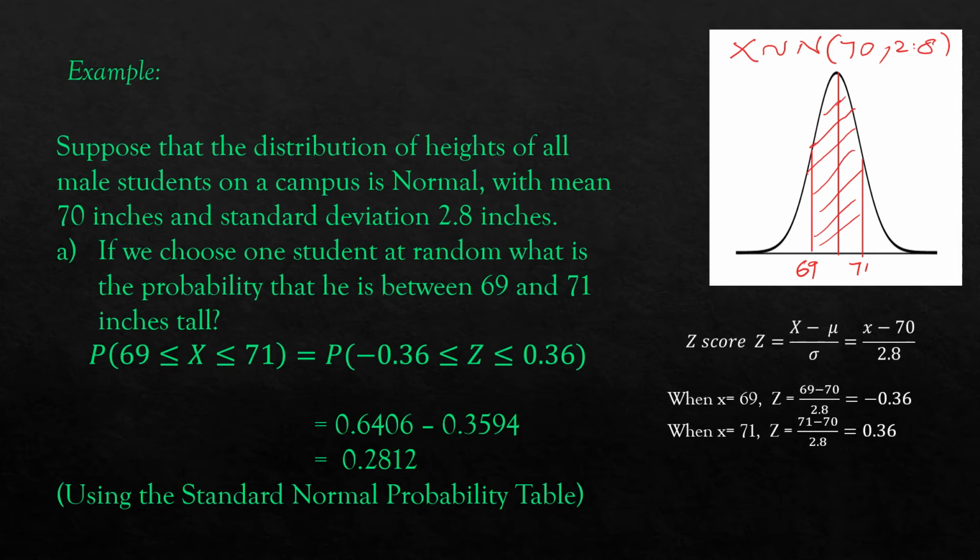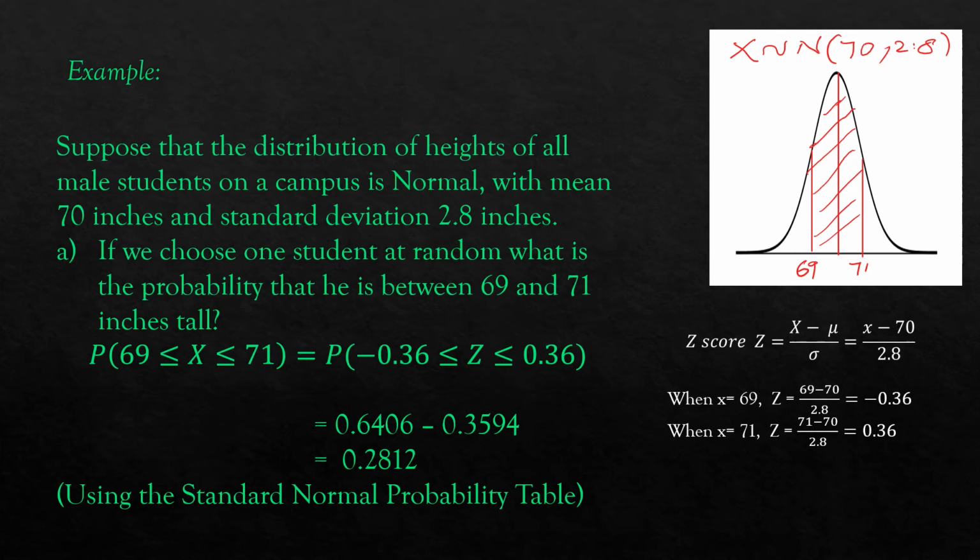So for 69 and 71, we can find the corresponding z values, which are negative 0.36 and positive 0.36. If we are interested in finding the probability between 69 and 71 for x, that is the same as the probability between negative 0.36 and positive 0.36 for the standardized variable z.